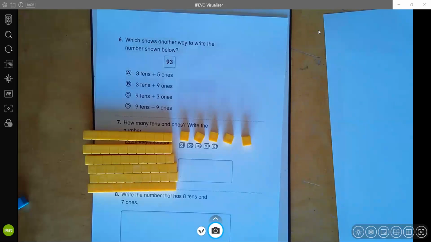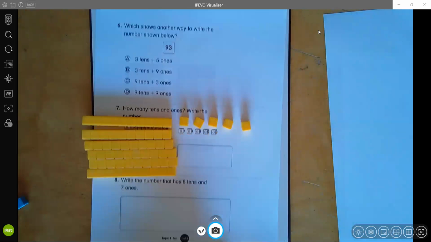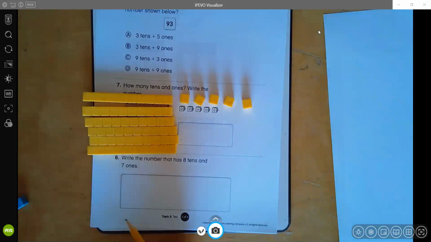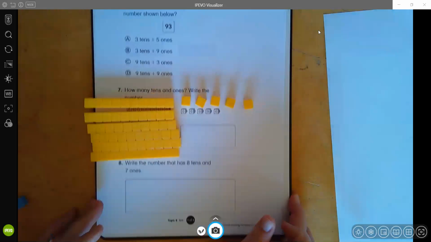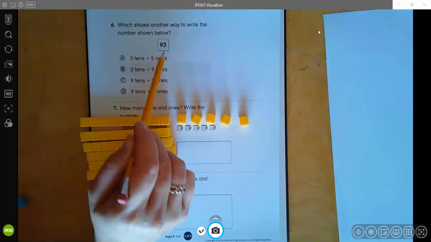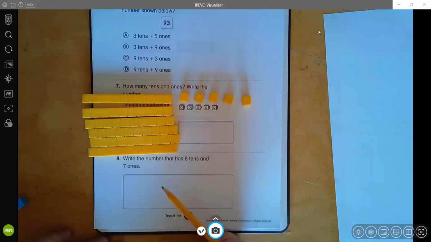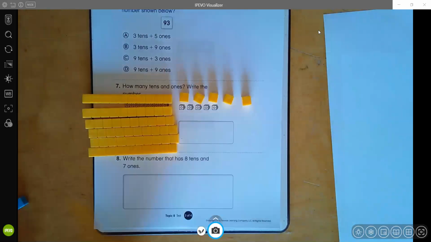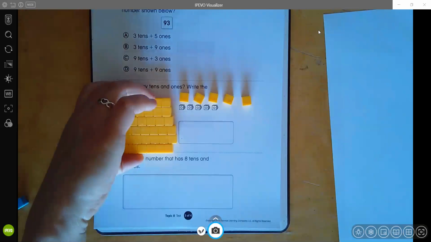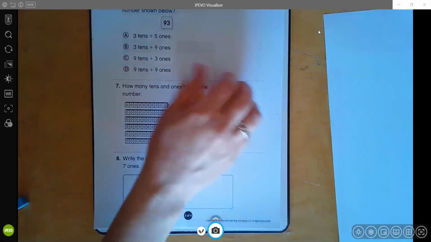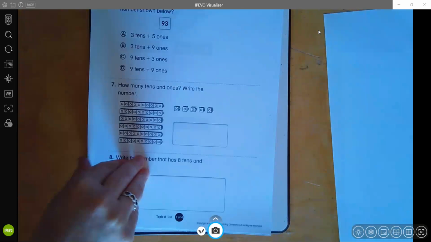Okay, number 8, write the number that has 8 tens and 7 ones. So you can use manipulatives. You could draw me a picture to show how you know what number is 8 tens and 7 ones, but you're writing the actual number. So for example, like up here, they wrote the number 93. You're going to be doing the same thing, right? What number is represented by 8 tens and 7 ones? Go ahead and pause the video so you have some extra time. I'm going to go ahead and move on to our last problem. We are almost done.